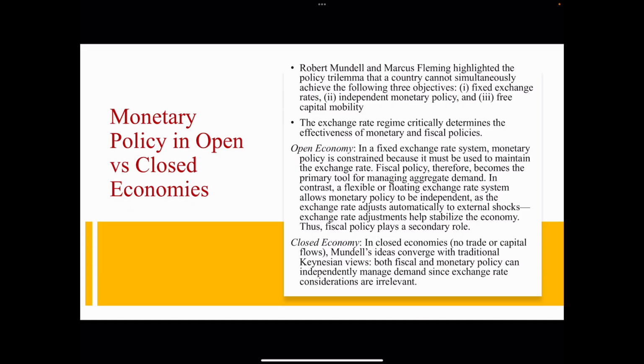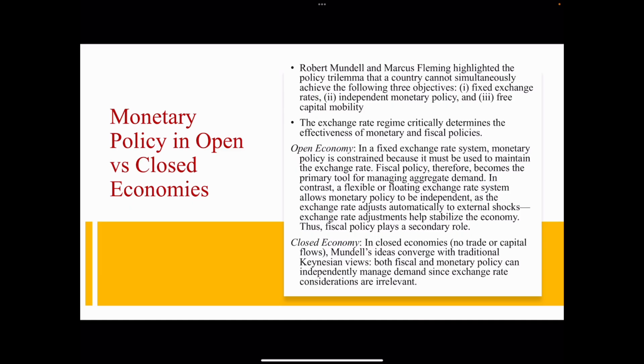Marcus Fleming. They highlighted the policy trilemma that a country cannot simultaneously achieve the following three objectives: fixed exchange rates, independent monetary policy, and free capital mobility. The exchange rate regime critically determines the effectiveness of monetary and fiscal policy.